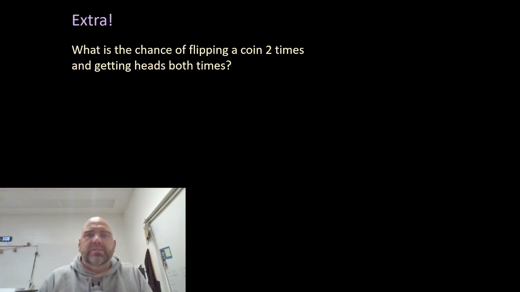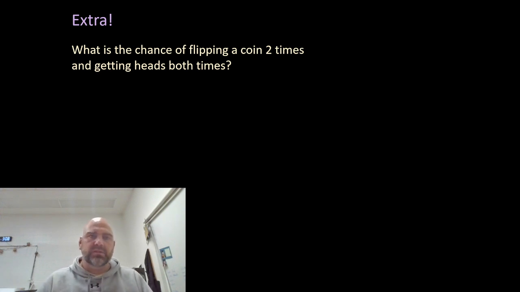All right, welcome to this example where we're going to be taking a look at the probability of flipping a coin 2 times and getting heads both times. Now, when we think about flipping a coin, we know that it's a 50-50 chance. I'm going to use a Canadian example here. I'm going to flip a loonie.